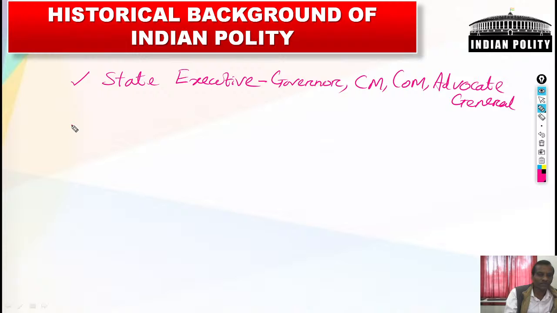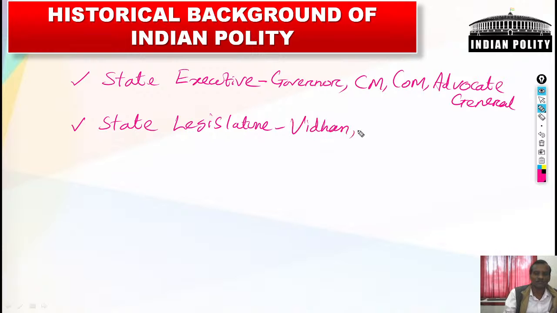Then the state legislature. We shall discuss the state legislature, that is Vidhan Sabha and Vidhan Parishad. We shall discuss their process of bill, passage of bill, that's all.